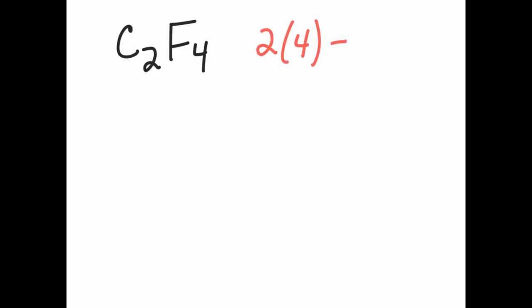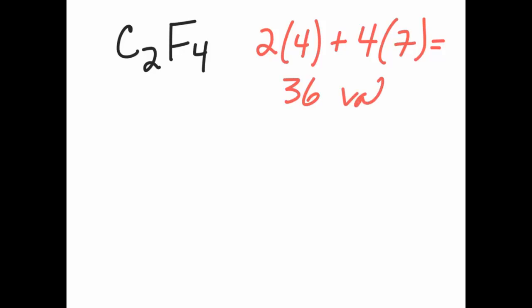Our next structure is C2F4. Adding up valence electrons. Each of those carbons contributes 4, and each of those fluorines contributes 7. That gives us a lot of electrons, people. We've got 36 valence electrons to contribute.